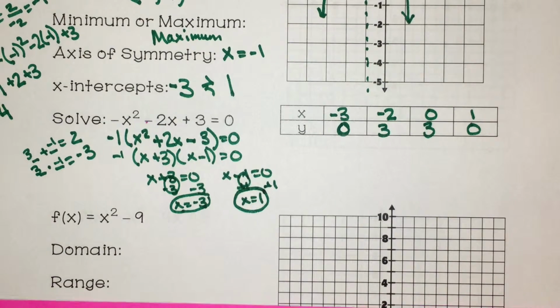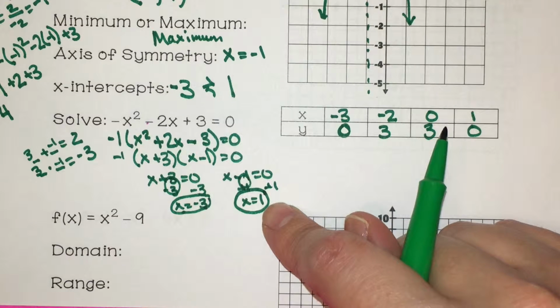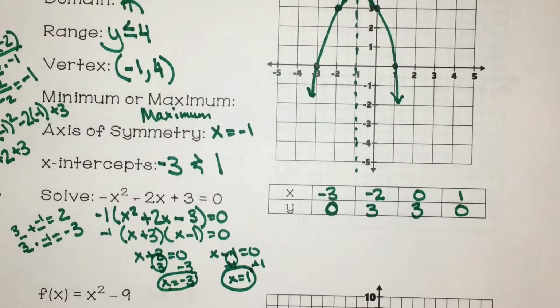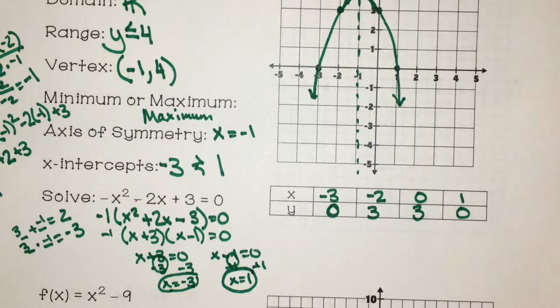All right, hopefully you noticed something. Our x-intercepts and our solutions are the exact same thing. So solutions and x-intercepts, they mean the same thing. If you have a quadratic function, it's a point where your graph goes through the x-axis. All right, let's try another one.